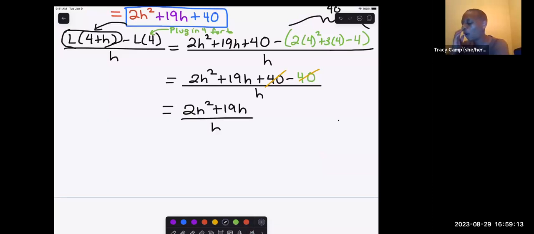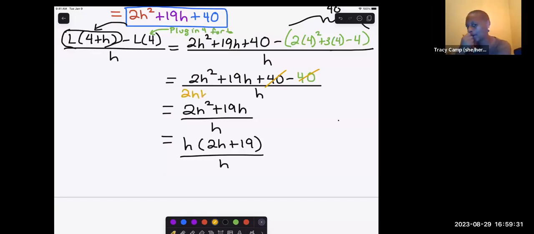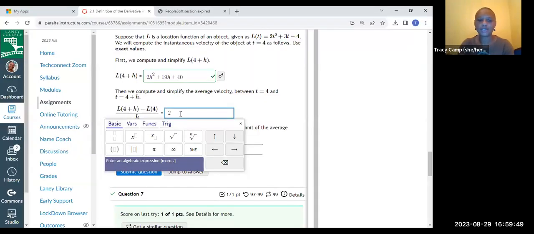You'll notice there's always something to factor out. In the numerator, both of my terms have h's in them. So I can factor an h out, and I'm left with 2h plus 19, and then this is over h. Recognize that 2h squared is 2hh, so if I factor an h out, I'm just left with 2h. Then the h's cancel, and I'm just left with 2h plus 19. This is what I will enter as my answer for that part of the problem.